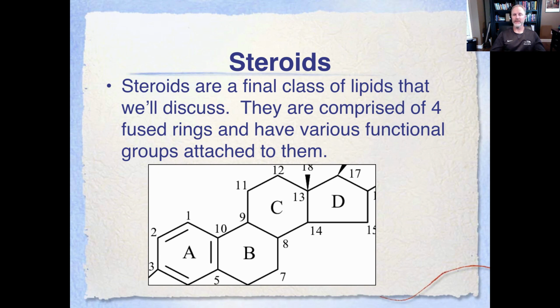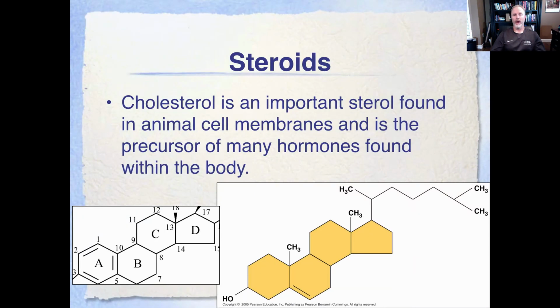Okay, the last thing to talk about here are steroids. This is a class of lipids that are basically comprised of a bunch of functional groups attached to a general ring structure like you see here. A, B, C, and D, those are the rings. And all of these different carbons have different things attached to them. And cholesterol is a common example of this type of ring.